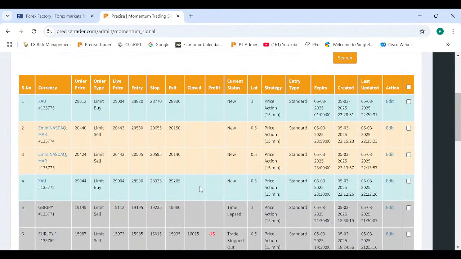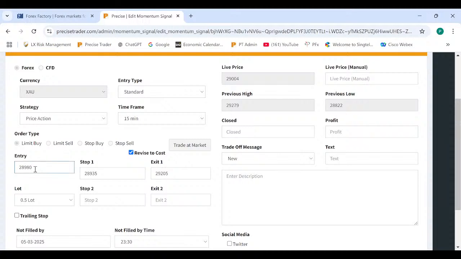Okay, so we have given an entry which is trying to be close to the market. And remember, if you call yourself an aggressive trader, you may want to buy at 2900, because I'm not sure whether we can get this 2898. So we'll try to go for a buy at 2900. That means raising it slightly by $2 because I want to be in the trade.